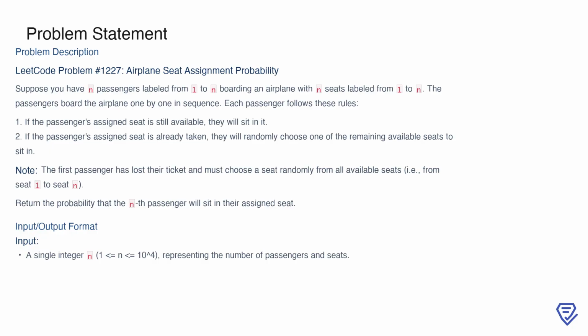There's an exception for the first passenger, who has lost their ticket and must choose a seat at random from all available seats. The question asks us to calculate the probability that the last passenger, labeled as the nth passenger, ends up sitting in their assigned seat. This is the essence of the problem we need to solve.